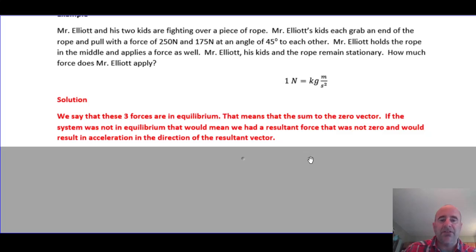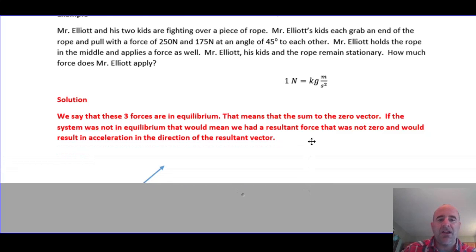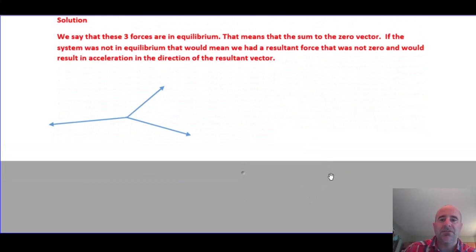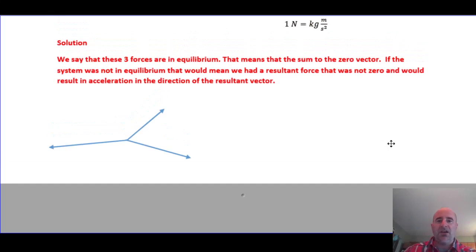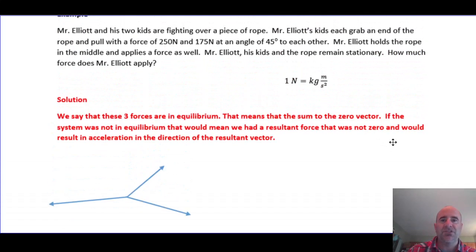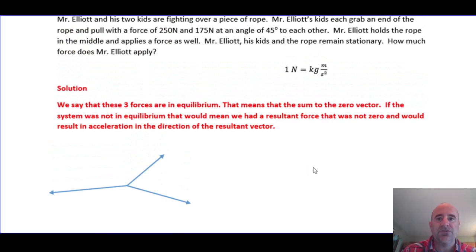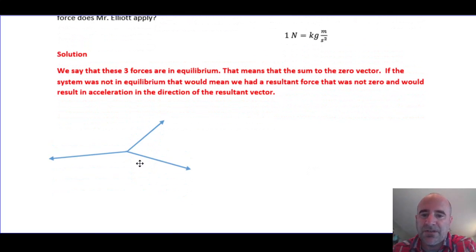So we know that they balance out, that they sum to zero. I'm applying the exact force I need to counteract the kids' forces. So I've got this drawn out like this. And of course, we were given the two forces, 250 and 175. So we can take a look at labeling those. If 250 is the bigger force, that should be down here, and 175, and then an angle of 45 degrees, just like that.